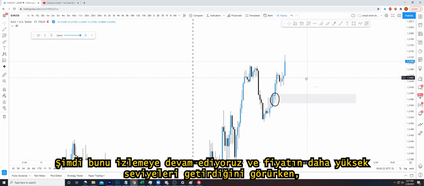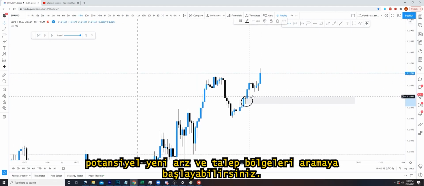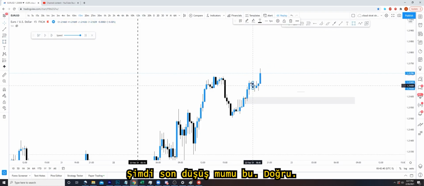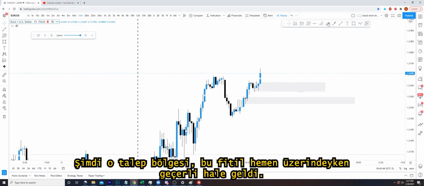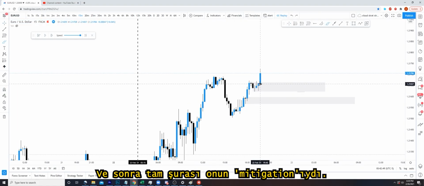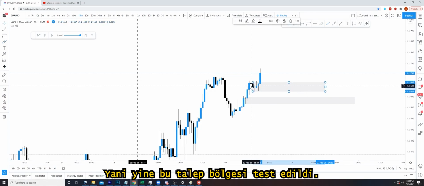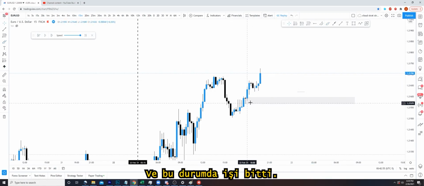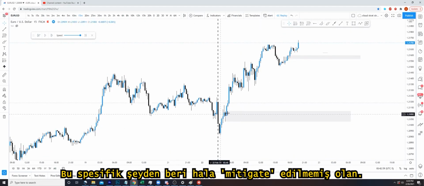Now, we keep watching this, and as we see price deliver higher prices, you can start to look for potential new supply and demand zones. Now, the last down candle is this one, right? And then we want to do what? Include the lows. So this is your last demand zone. Now, that demand zone became valid when this wick just above it, and then this right here was its mitigation. So again, this demand zone has been tested, and in this case, it's done. This is the only demand zone that we have, and this one, ever since this specific thing, has still not been mitigated, okay?